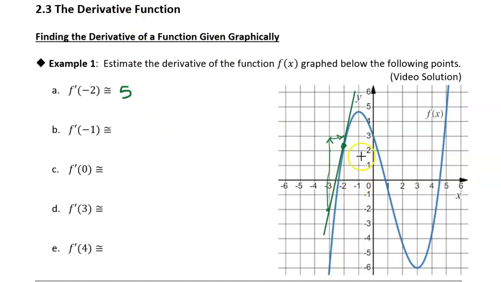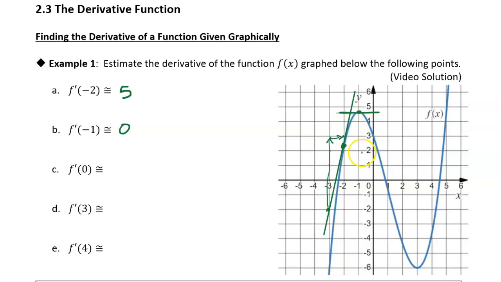All right, -1. -1 is here. I'm going to draw the point first. Now, this one looks pretty easy. I think I could just freehand that one. That looks like it's 0, right? It looks like it's horizontal at that point because that's the point at which the function is changing direction. It's going from increasing to decreasing.